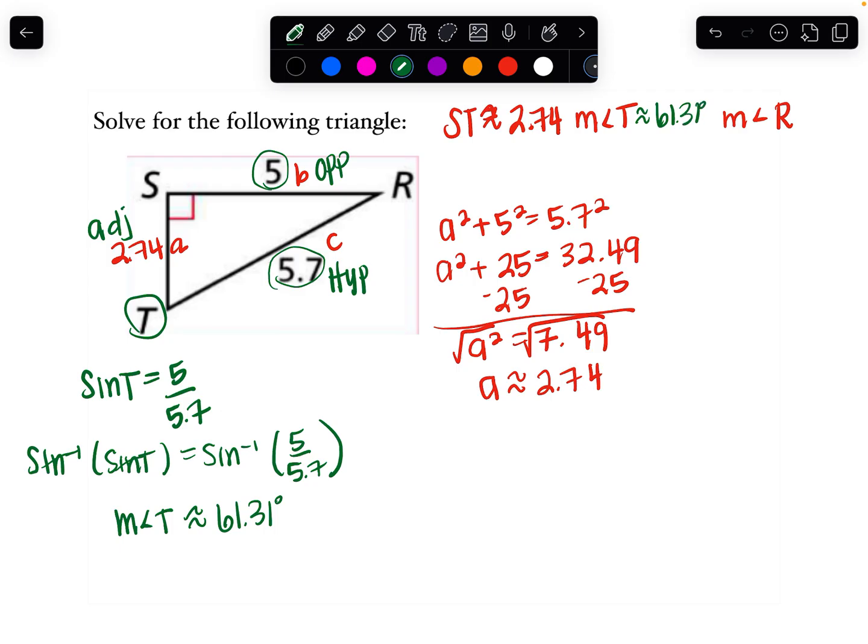And then to find the measure of angle R, I can just do 180, take away 90, take away 61.31, and I would get that the measure of angle R is approximately 28.69 degrees. Again, we have 3 different answers here.